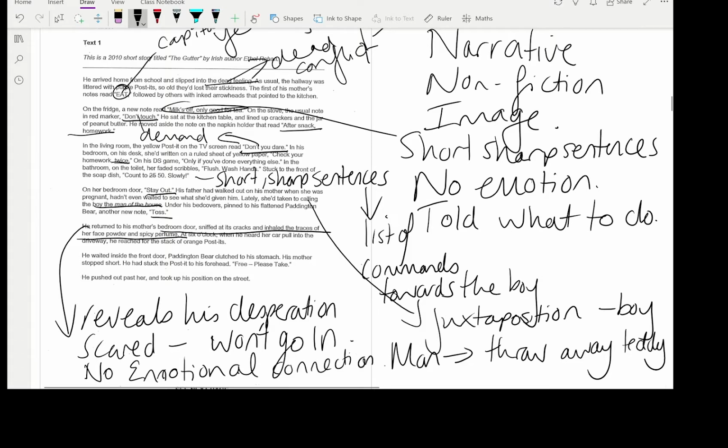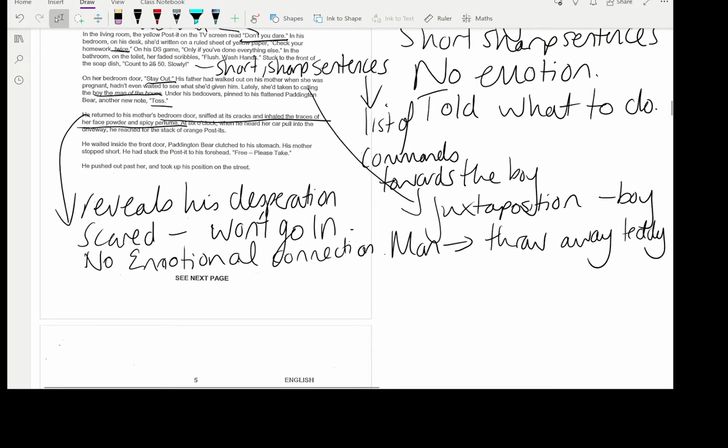At 6 o'clock, when he heard her car pull into the driveway, he reached for the stack of orange Post-its. He waited inside the front door, Paddington Bear clutched to his stomach. His mother stopped short. He had stuck the Post-it to his forehead. Free, please take. He pushed out past her and took up his position on the street.